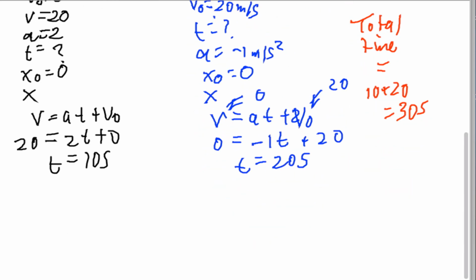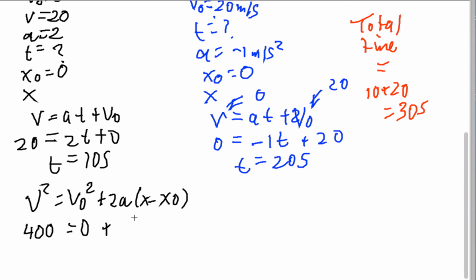Now I'm going to go ahead and get the distance covered for each part. I can use two formulas. I'm going to pick this formula. I'm going to use v squared equals v naught squared plus 2a times x minus x naught. When I plug in my numbers, that's going to be 400 equals 0 plus 2 times 1 times x, and I actually end up getting that x here is 200 meters.